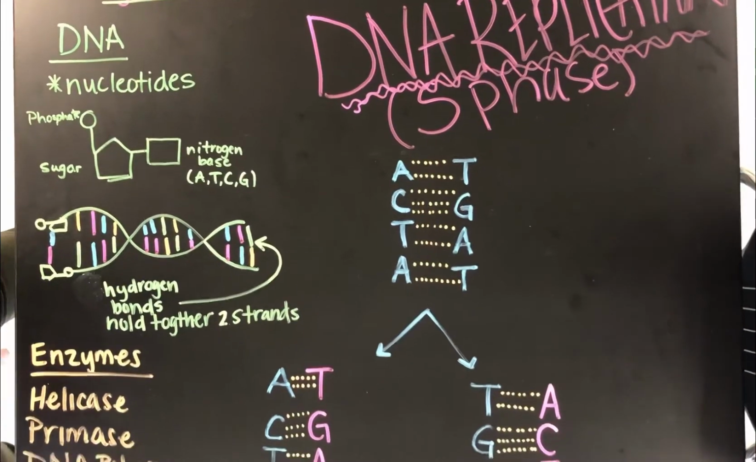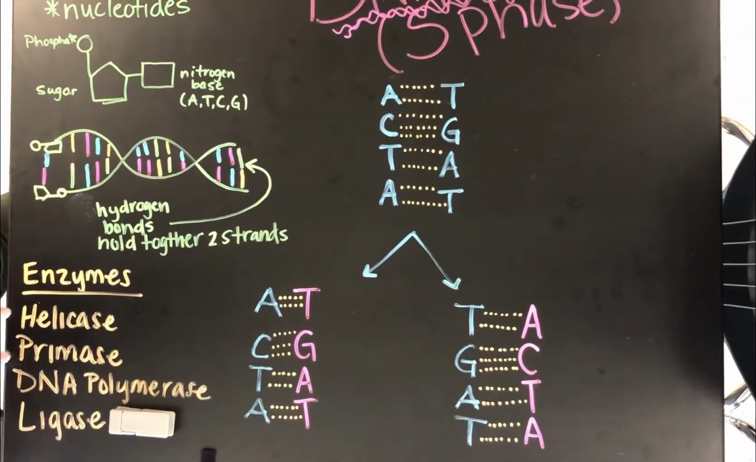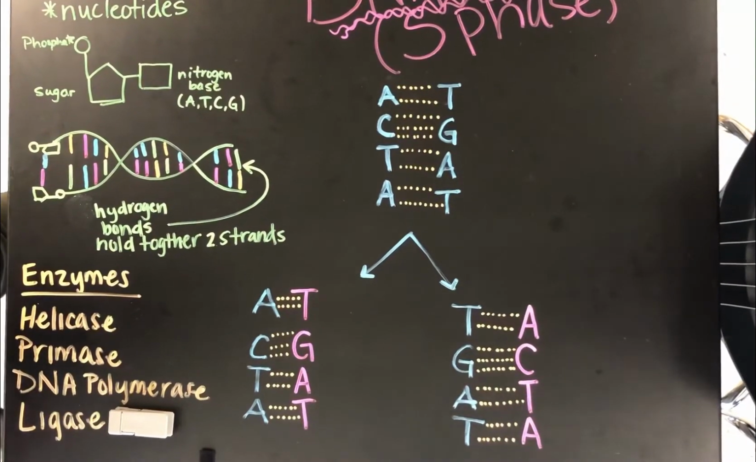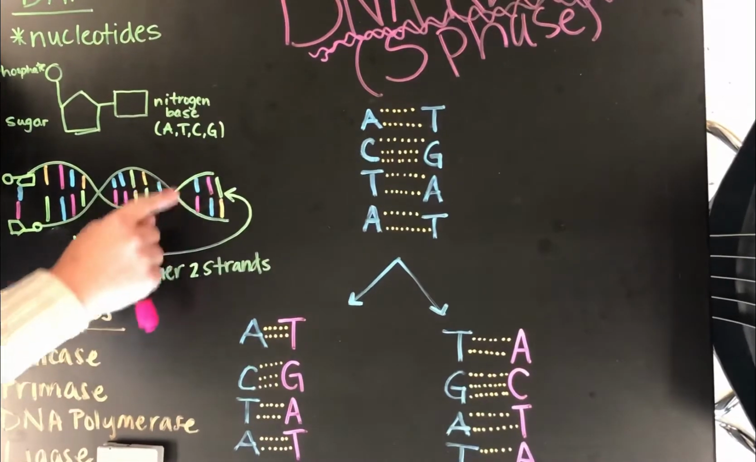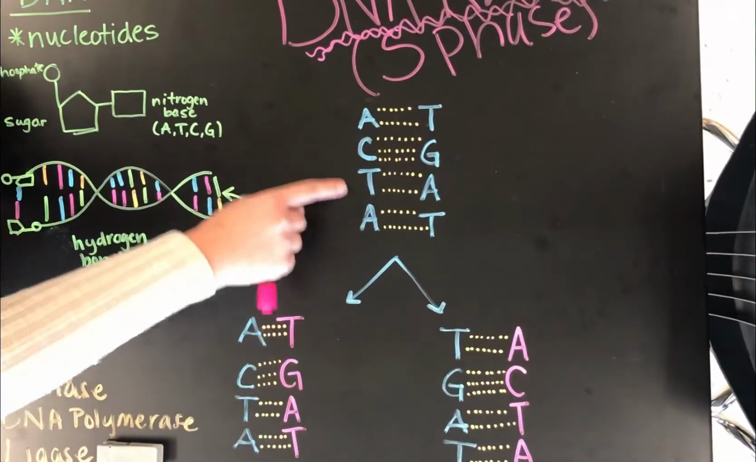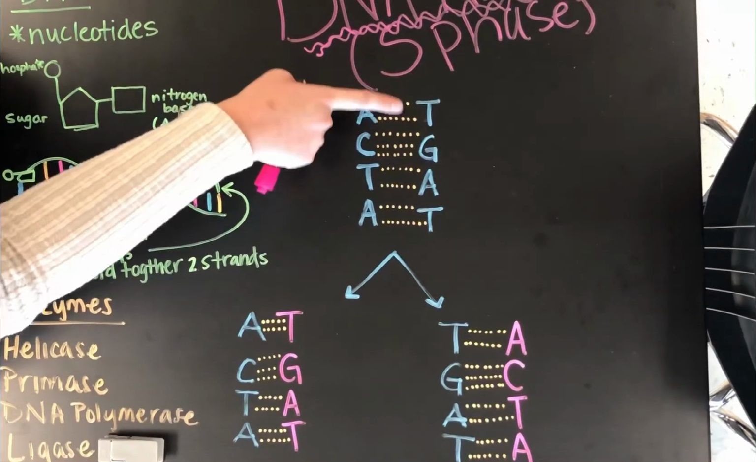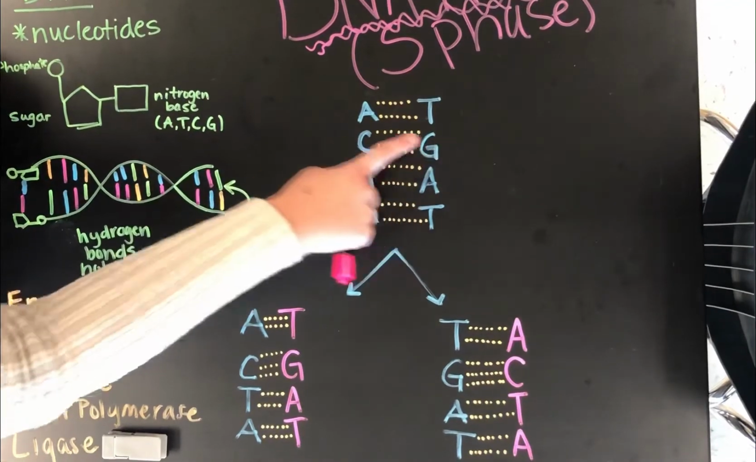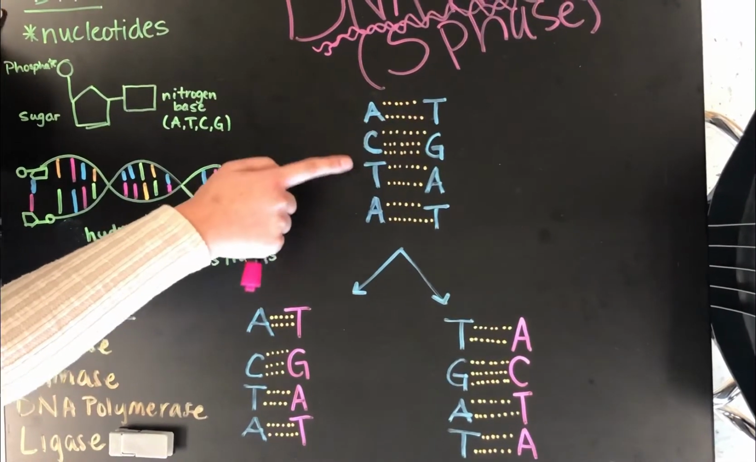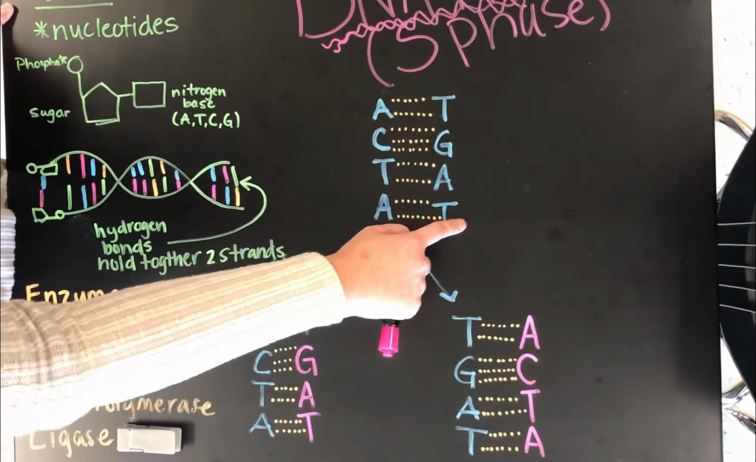As a reminder, we have a couple of enzymes that are involved in this process. We have helicase, primase, DNA polymerase, and ligase. If we want to look at an example strand, so say we take this portion and this is what it looks like. Adenine will always pair with thymine, and it has 2 hydrogen bonds holding them together. Cytosine will pair with guanine with 3 hydrogen bonds. And again, thymine with adenine and adenine with thymine.